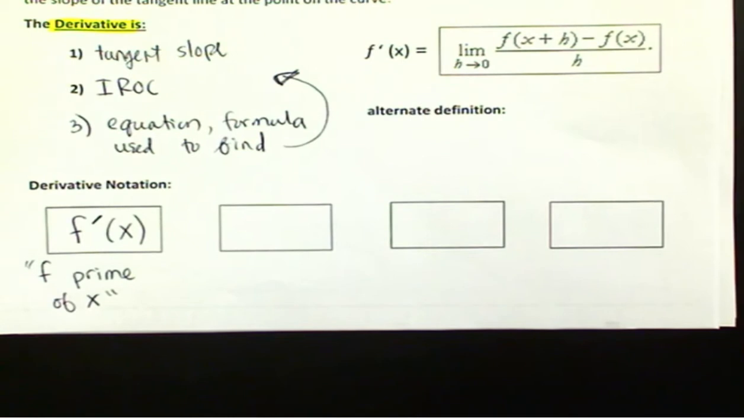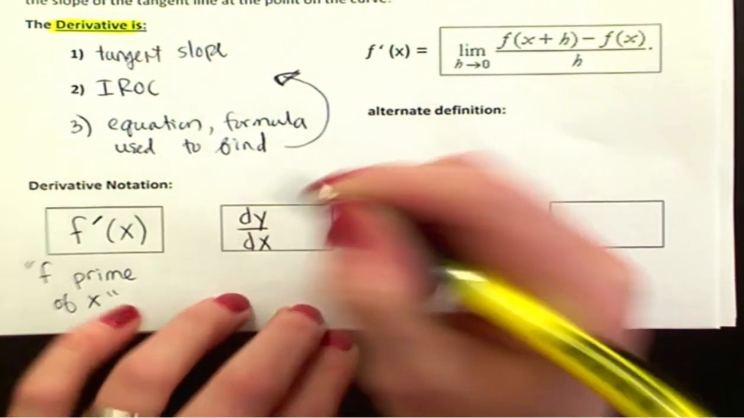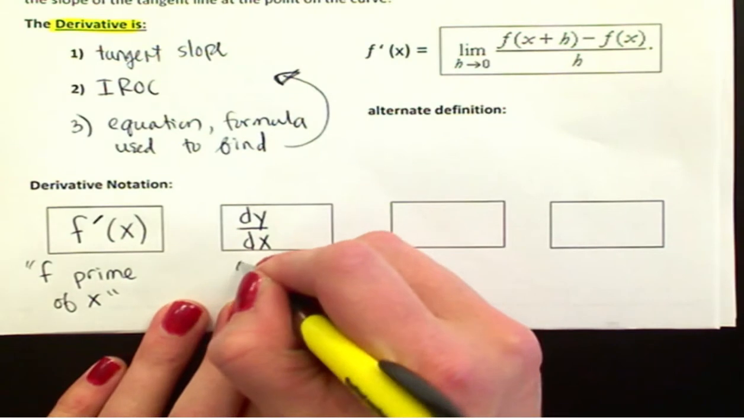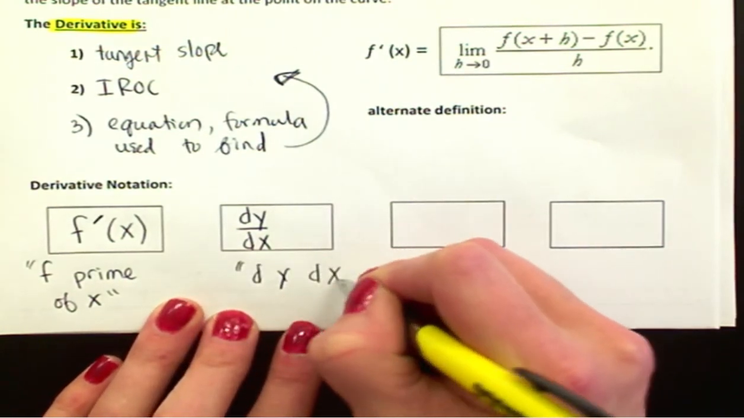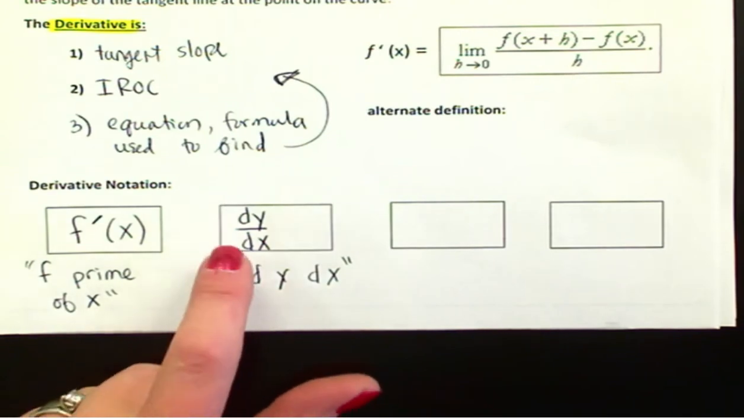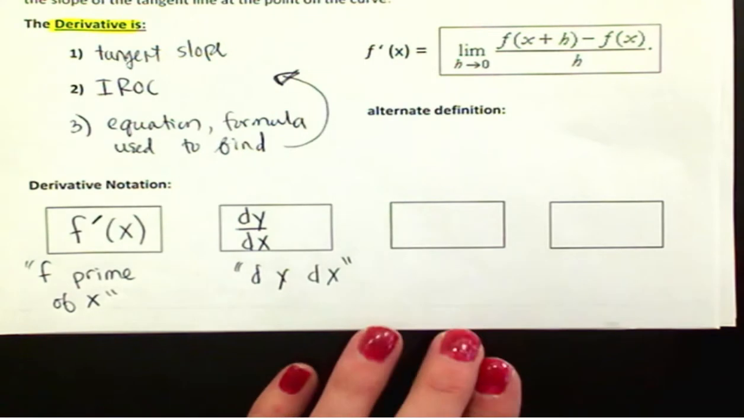What's another notation? dy dx. Slope. Literally, you just say the letters dy dx. I'm not saying dy divided by dx. It's just dy dx. Change in y over change in x. It means slope.